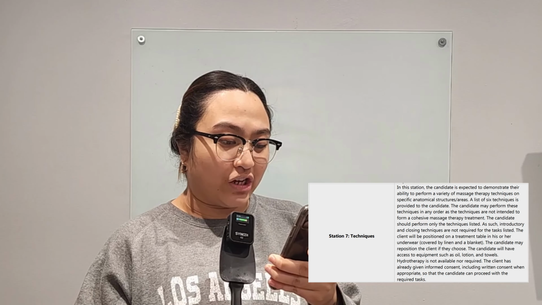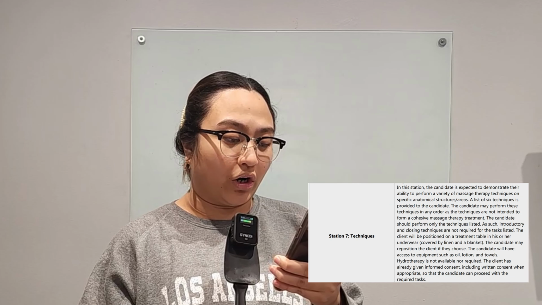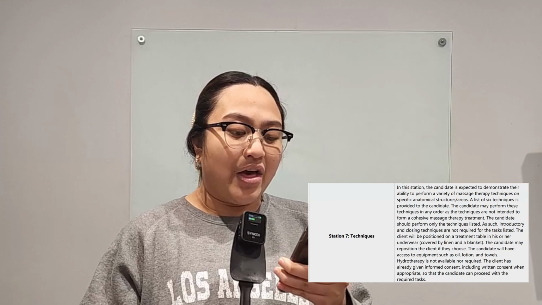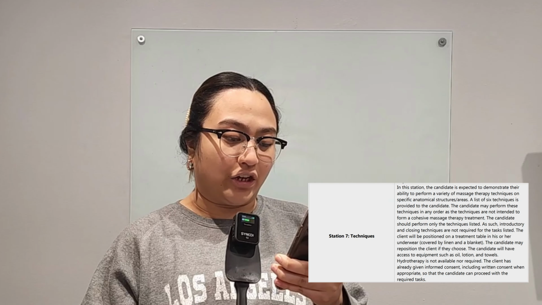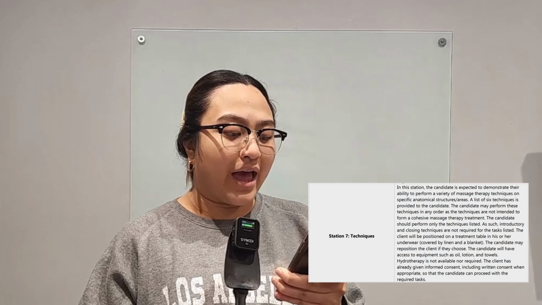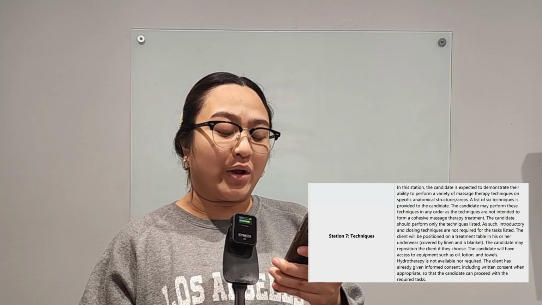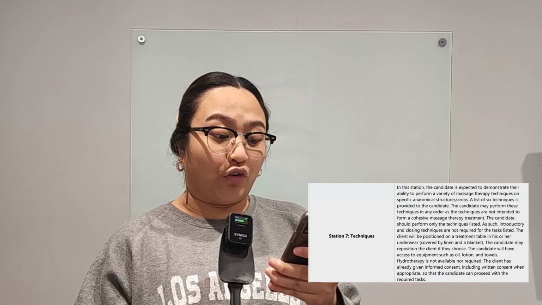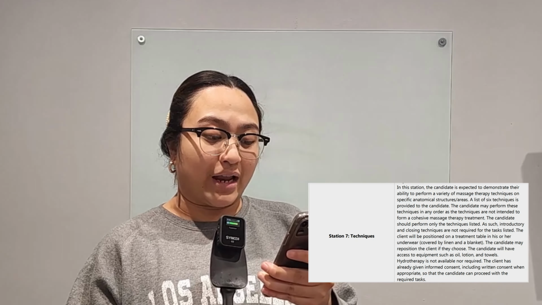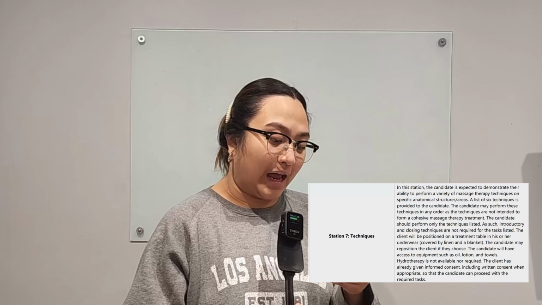The client will be positioned on the treatment table in his or her underwear, covered by a linen and blanket. The candidate may reposition the client if they choose. The candidate will have access to equipment such as lotion, oil, and towels. Hydrotherapy is not available nor required. The client has already given informed consent, including written consent when appropriate, so that the candidate can proceed with the required task. So I don't know if you noticed, but the technique and treatment stations are kind of asking you the same thing. They want you to perform a proper massage technique.